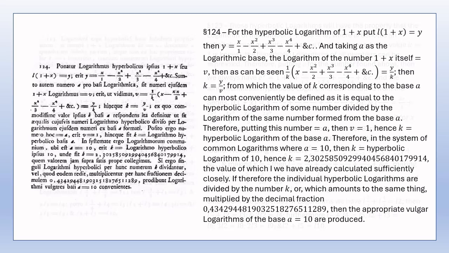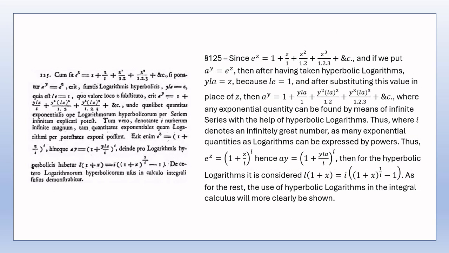In section 124, Euler explains how to determine common logarithms, that is logarithms to the base 10, from knowledge of hyperbolic logarithms, that is to base e. And finally, in section 125, Euler shows how the values of a to the power of y can be calculated. The logarithms in the series are hyperbolic logarithms, and the ay which appears in the text, or what looks like ay, should, I think, be a to the power of y.